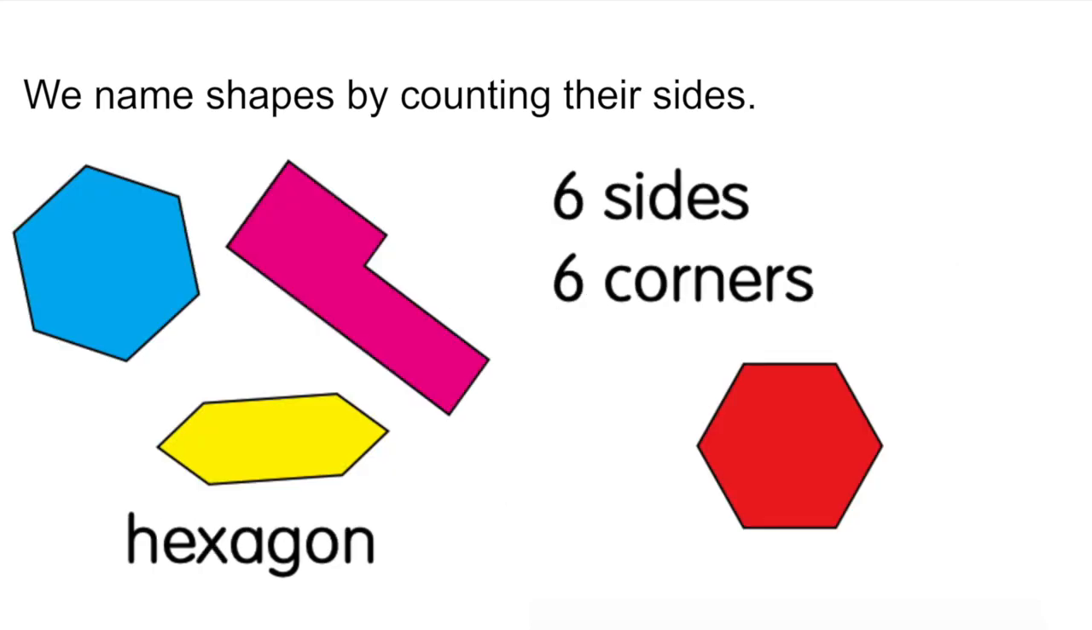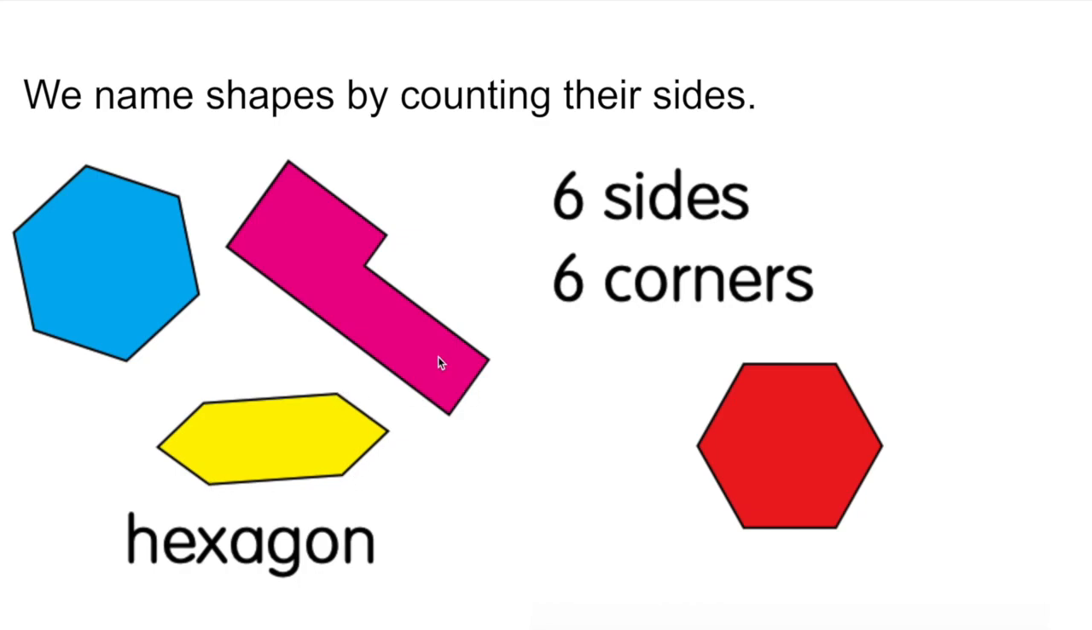The last shape I want to introduce to you by counting the sides is a hexagon. Hexagons have six sides and six corners. 1, 2, 3, 4, 5, 6. So, even if you have a squashed one, that's still a hexagon because it has 6 sides and 6 corners.